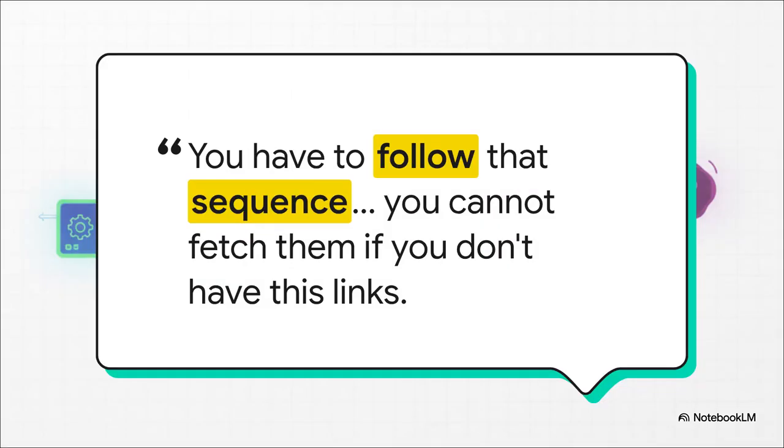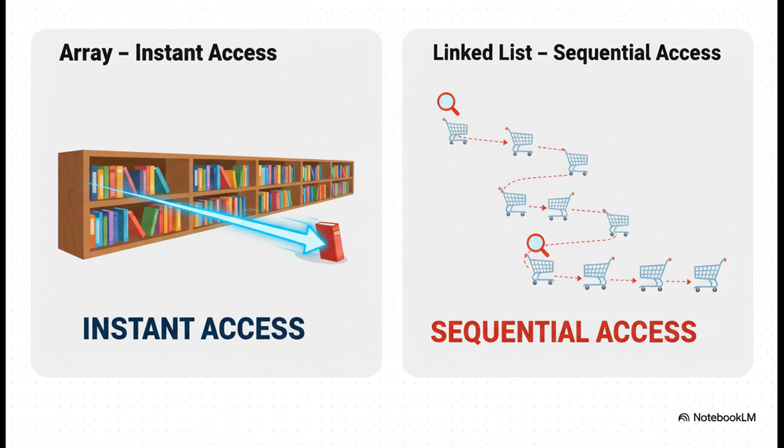But, as always in engineering, there's no such thing as a free lunch. There is always a trade-off. All that amazing flexibility comes at a price. Because all your nodes are scattered randomly in memory, there's no direct path to get to any of them. You have no choice but to follow the chain from the beginning. And here it is, the big trade-off laid bare.